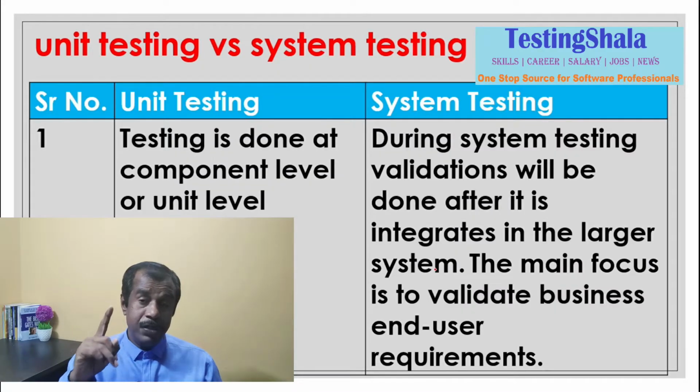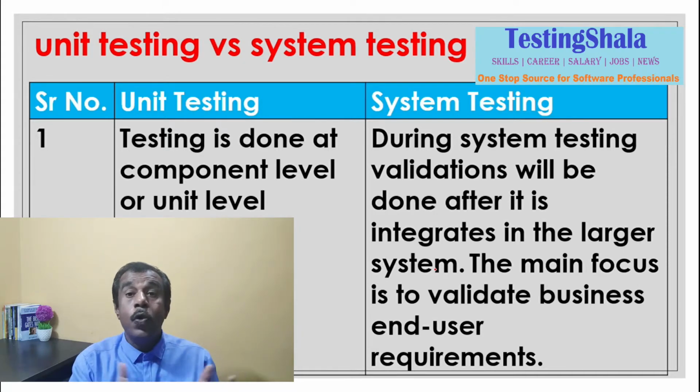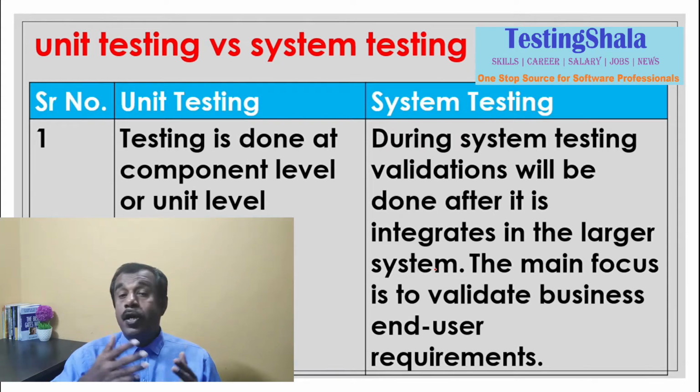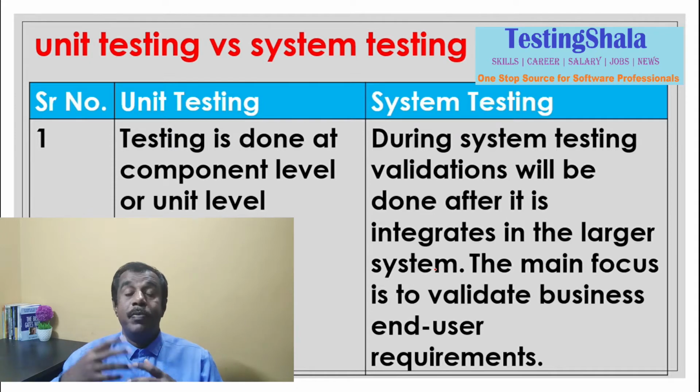The first difference is unit testing is done at the component level, meaning at the code level we do the unit testing. System testing we do normally after integration testing but before acceptance testing. That is where we do the system testing, and in system testing we focus on the end-to-end perspective. Whatever test requirements we have from an end-to-end perspective, we test in system testing.